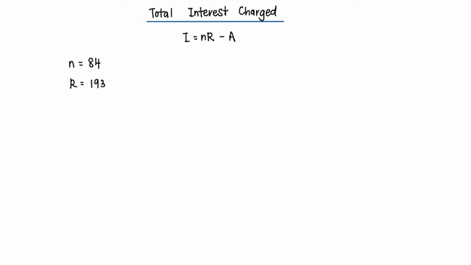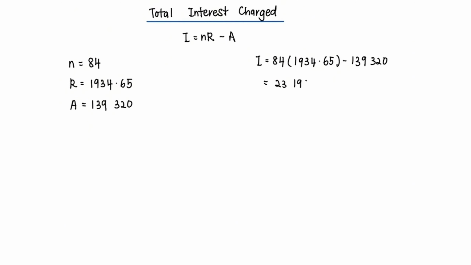Let's look at how much this loan actually costs us in the long run by finding the interest. To calculate the interest, we use this formula: I equals N times R minus A. N is the number of periodic payments, which is 84 months, while the monthly payment R is 1,934 ringgit and 65 cents. The last one is A, the present value, which is 139,320 ringgit. Now, insert the numbers into the formula and solve, and we will get the answer. So, this means we are paying an extra 23,190 ringgit and 60 cents in pure interest back to the bank just to borrow the money for this car.